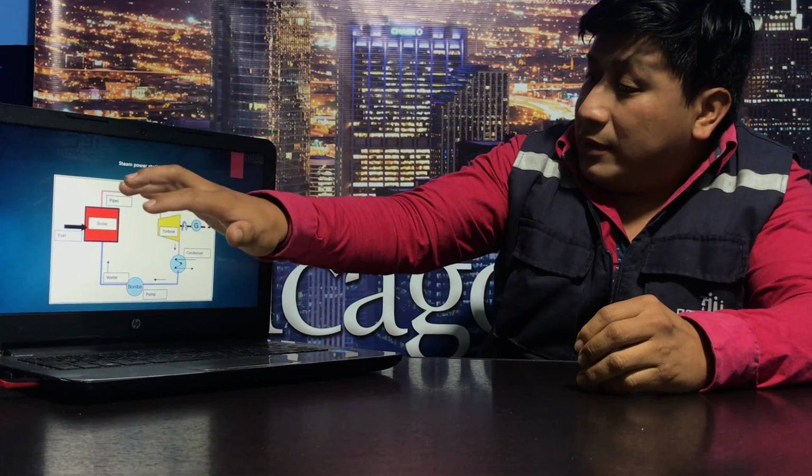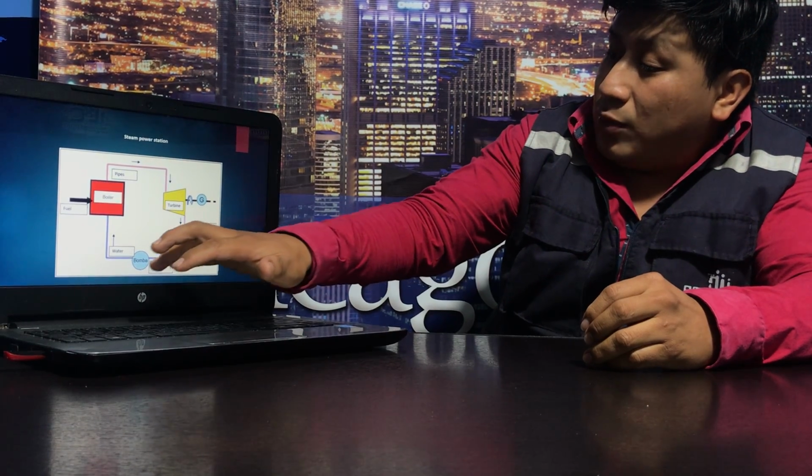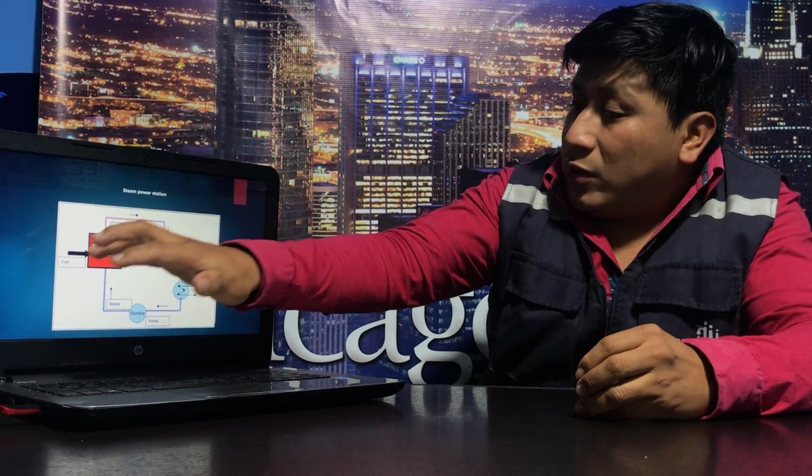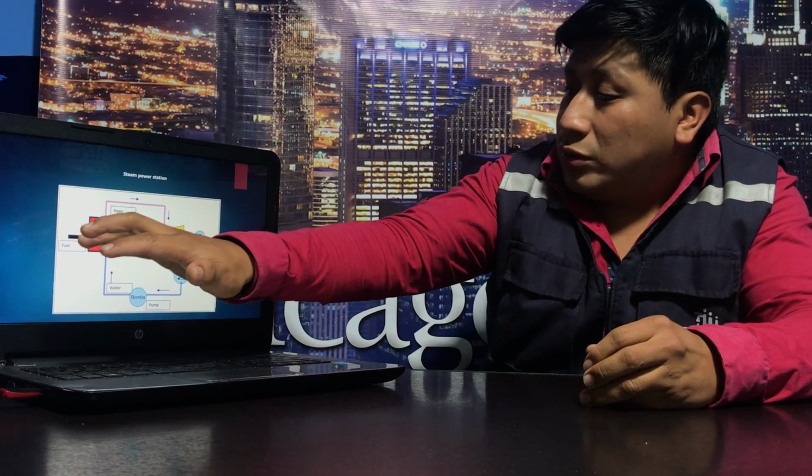Other form to generate electricity is the steam power station. The steam power station generates electricity from steam energy. These plants consist of the boiler, the pipes, turbine, generator, condenser, pump, and water. The process to generate electricity in these plants is: here is the boiler that boils the water through the combustion of fuel.